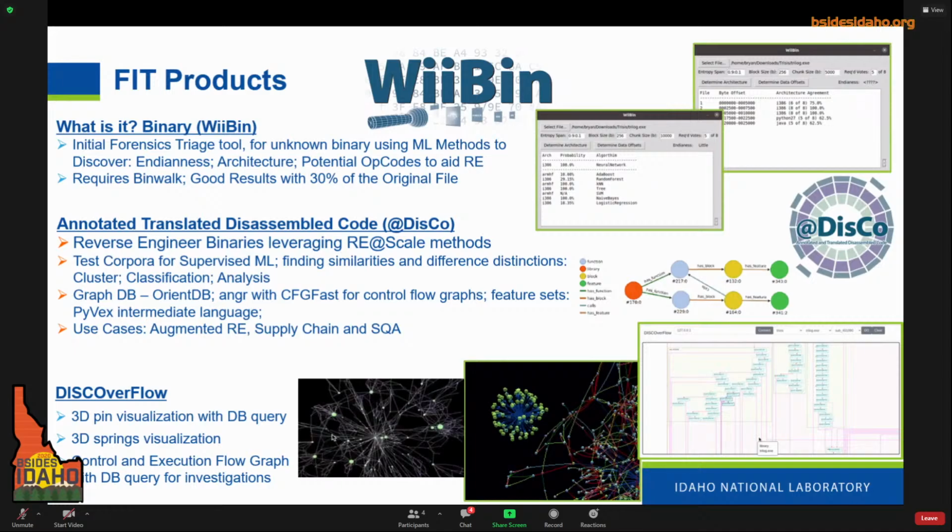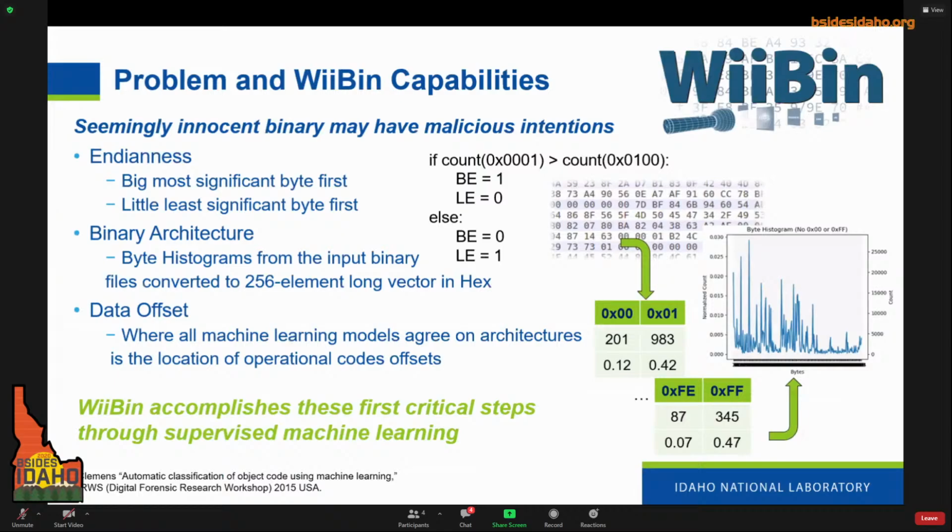And then finally, DISCOverFlow. I like to say DISCOverFlow, which they don't like to say. But DISCOverFlow allows different 3D images, control flow graphs, and execution flow. All these products work on static binaries. So some more on WiiBin.